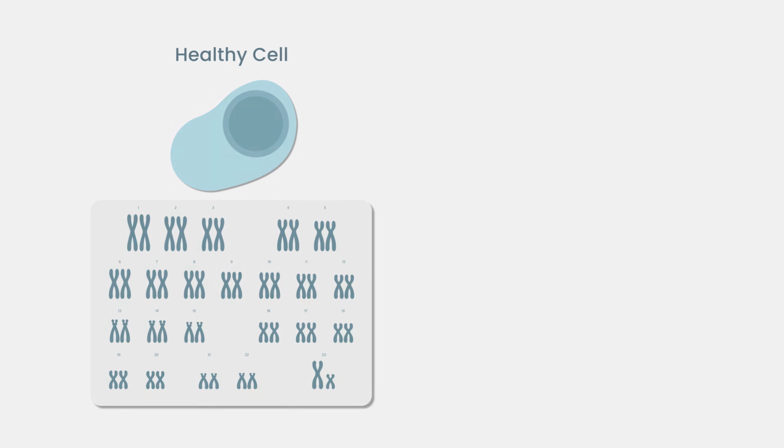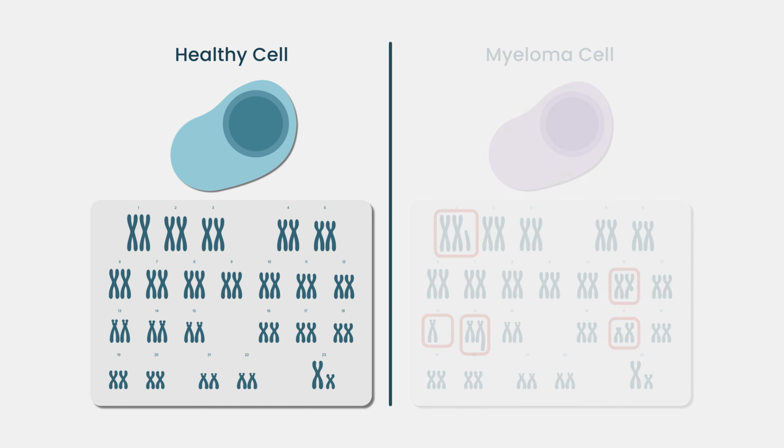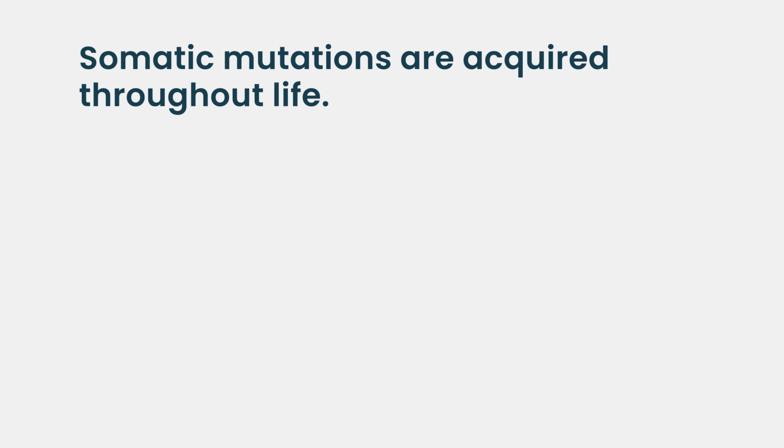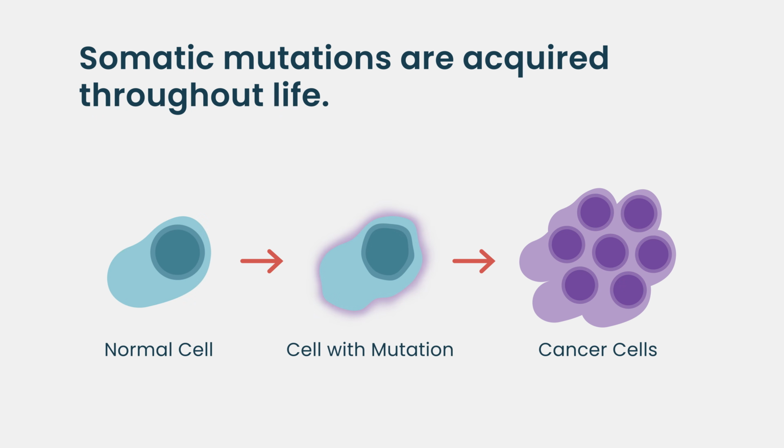And what I mean by that is, if you were to take a healthy cell out of that patient, like a cheek swab or anything else, and you were to look at the genetic makeup of that cell versus the genetic makeup of the cancer cell, which is a myeloma cell, it would be very different. So these are the mutations that have been acquired along the way that have caused those cells to become cancerous.